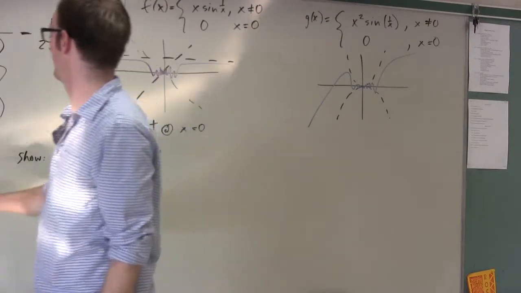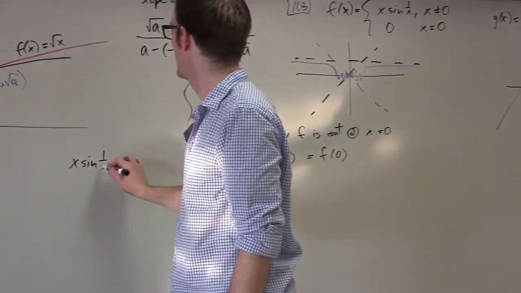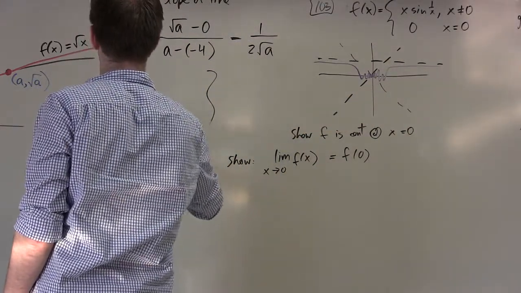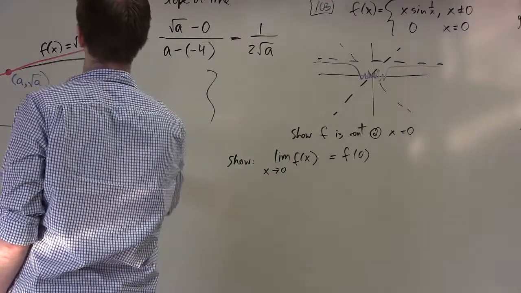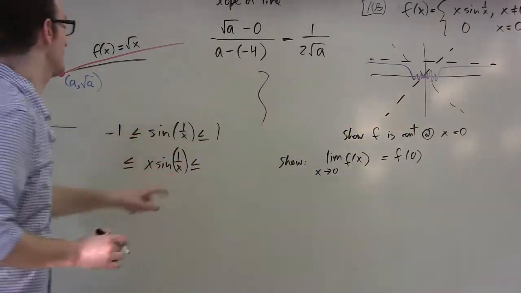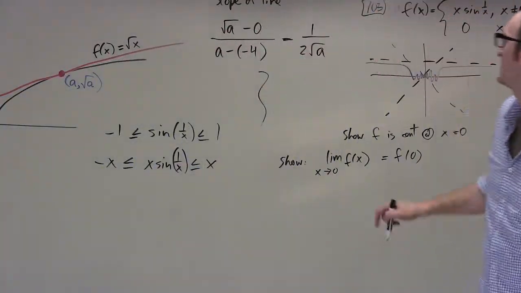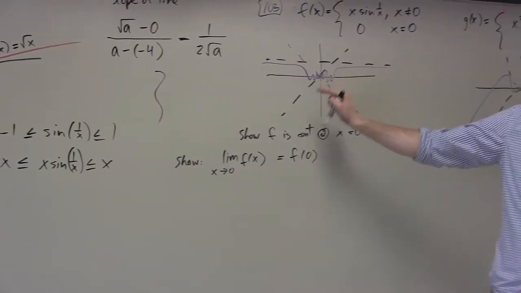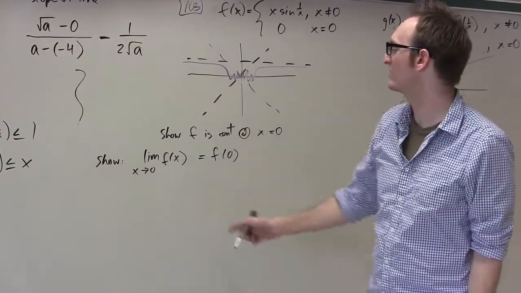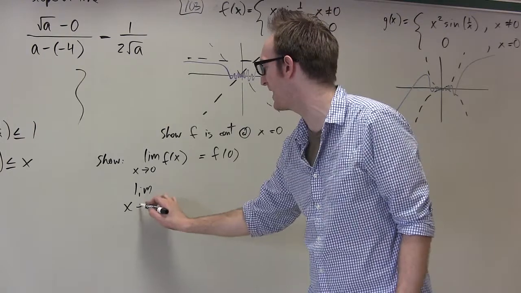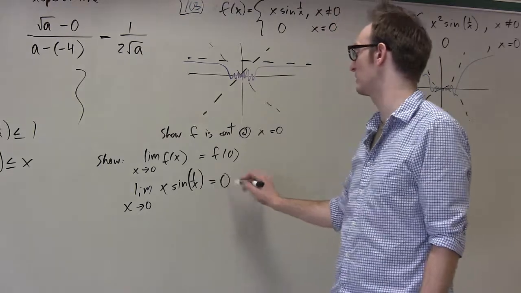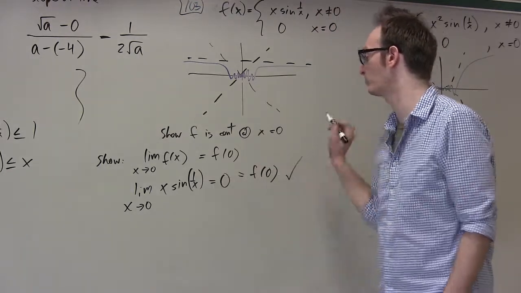Since sine 1 over x is between negative 1 and 1, x sine 1 over x has to be between negative x and x. And thus this function, though it behaves crazily near 0, is contained within two other functions which are both going to 0. So without writing all that out, I have just shown by talking it out that the limit as x goes to 0 of x sine 1 over x is just 0, which is f of 0. So that proves that f is continuous.